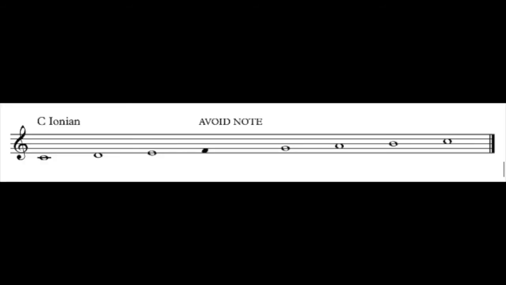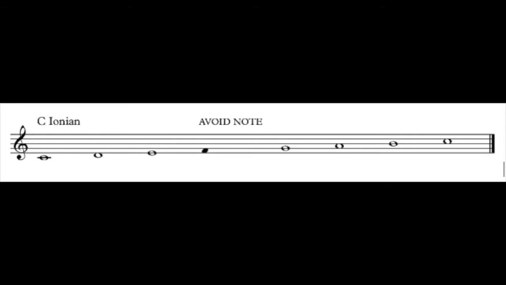Let's look at an example of an avoid note. Avoid notes are notes that cannot be used harmonically, which means you cannot play them in a chord, but you can play them melodically. You will have to resolve avoid notes because they sound very unstable. In the Ionian mode, the fourth is an avoid note.